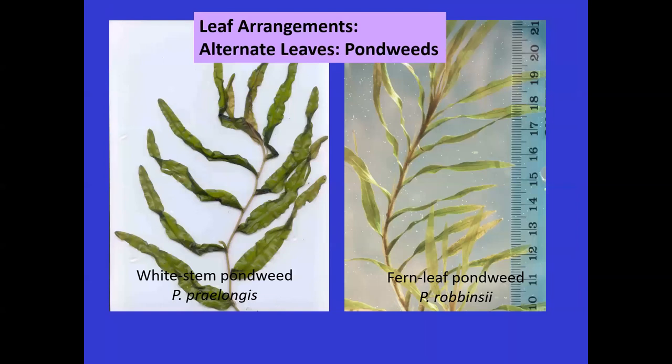Pondweeds are another big group, and they have alternate leaves. They're not the only ones, but they are, and sometimes it's really obvious that their leaves are alternate. For example, on the left we have white stem pondweed, Potamogeton praelongus, and on the right we have fern leaf pondweed, Potamogeton robbinsii. Next.